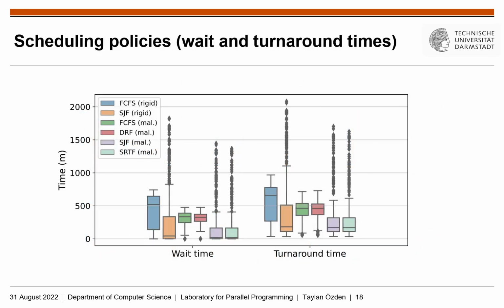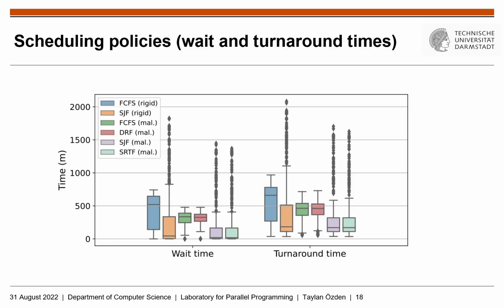Coming to the second experiment, we applied 6 different scheduling algorithms on the same workload and measured waiting and turnaround times. 4 of these algorithms were able to exploit malleability, 2 of those were not, so they were in a rigid flavor. What you already can see, for example, for first come, first serve, is that the malleable counterpart will outperform its rigid counterpart. This is also true for shortest job first, as you can see here in that case.